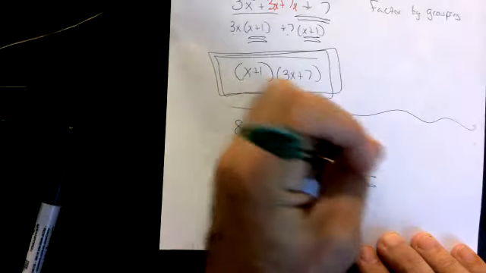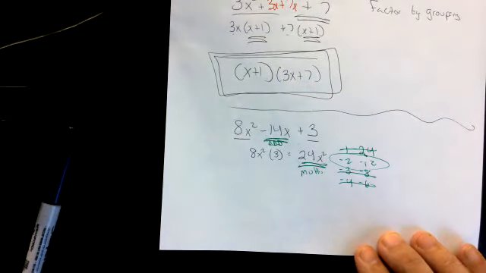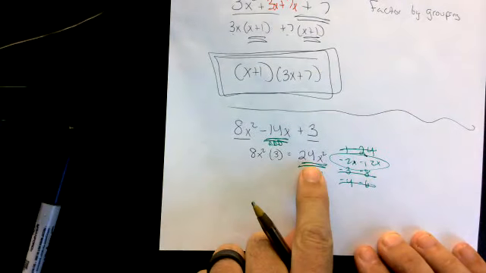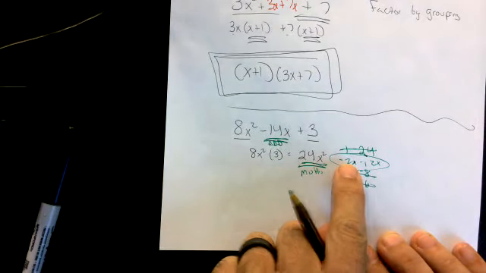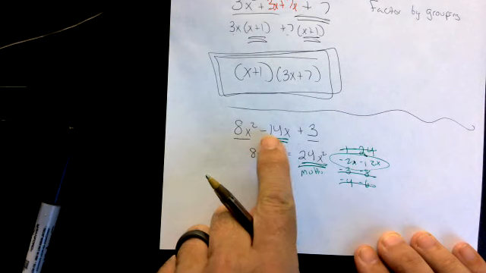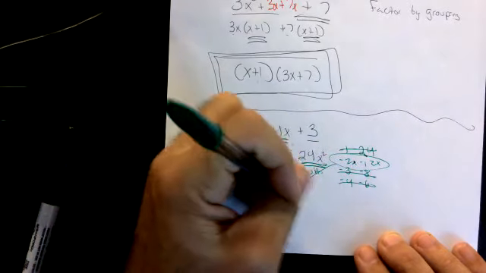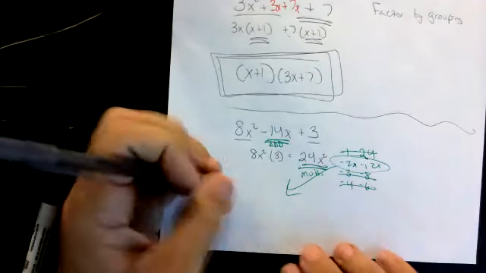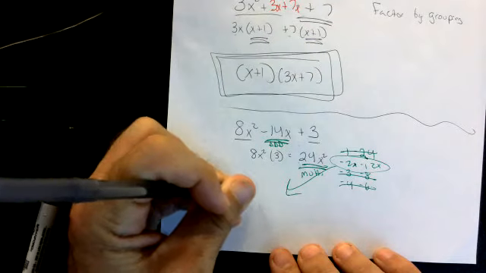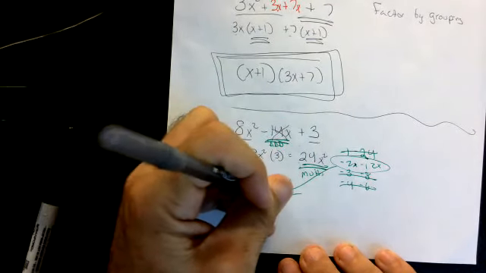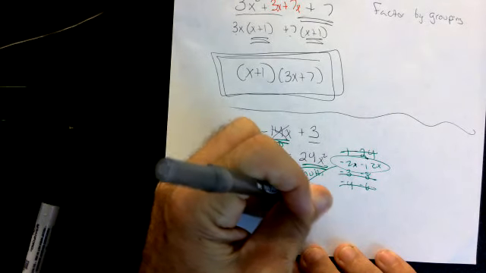Okay, so negative 2x and negative 12x multiply to get positive 24x squared, and negative 2x and negative 12x add to get my negative 14. So that's what I'm going to use in place of the 14. So I'm going to use negative 2x and I'm going to use negative 12x.